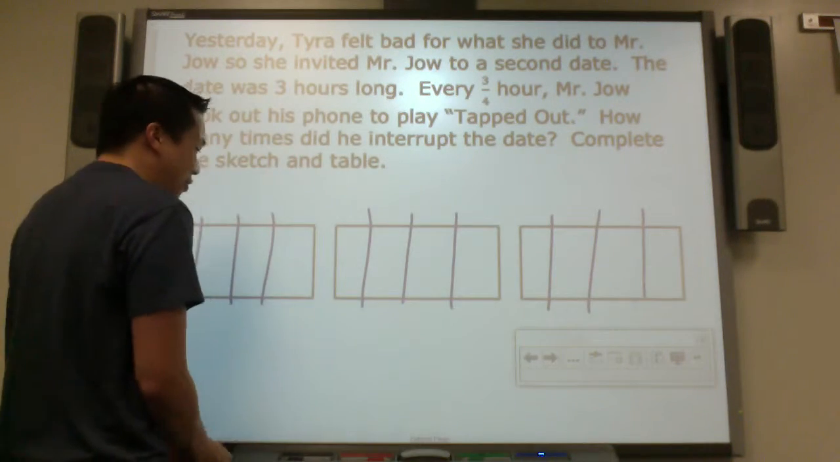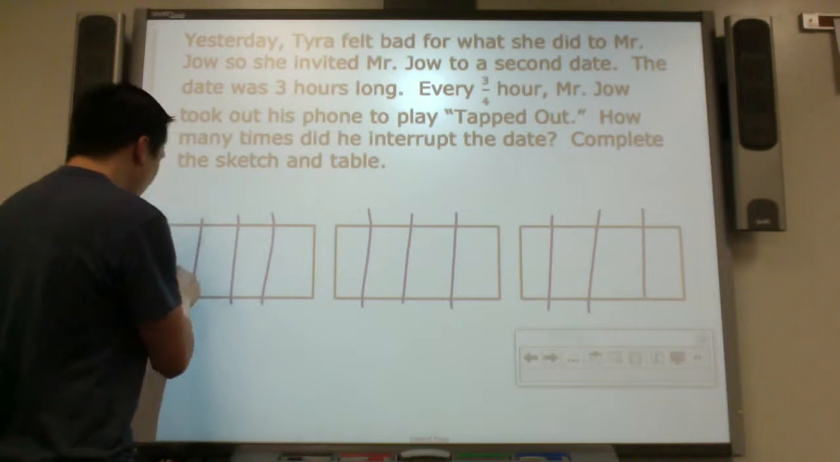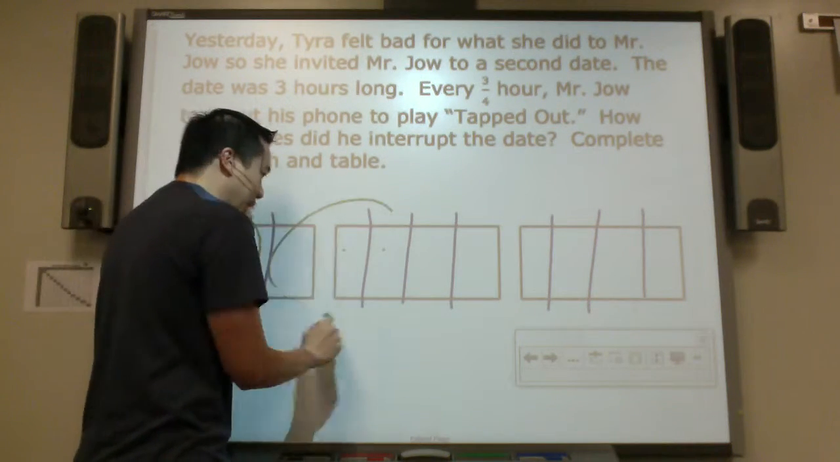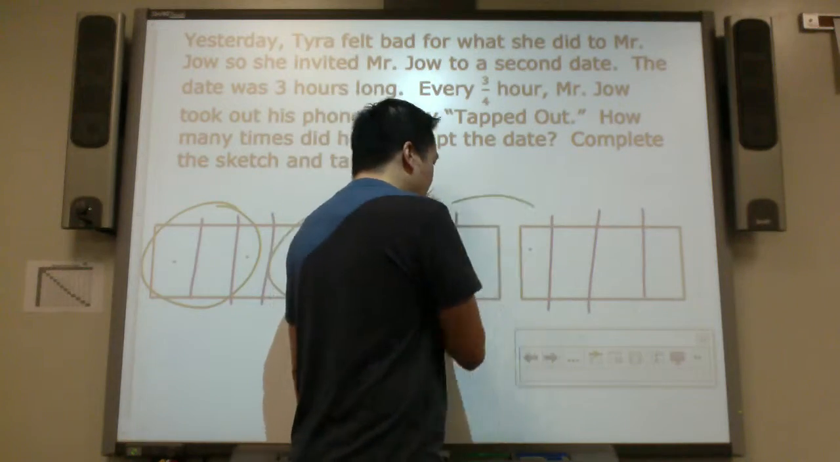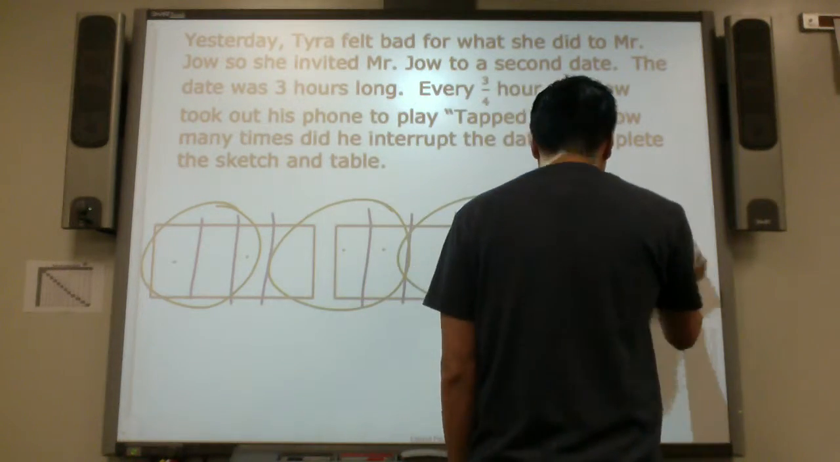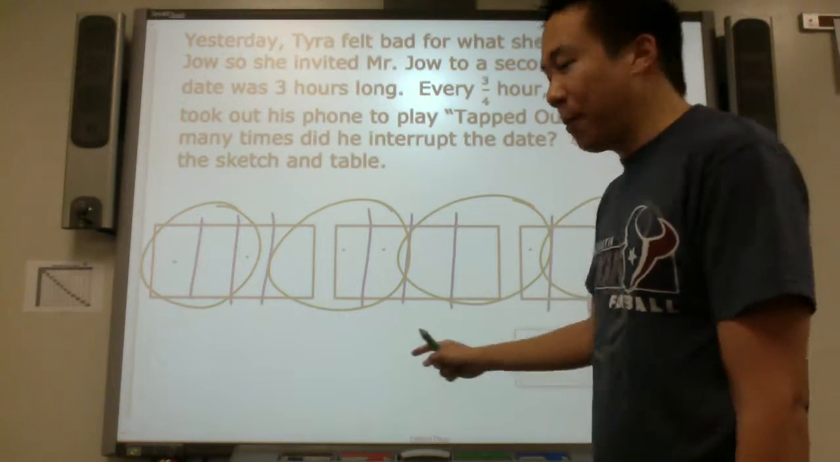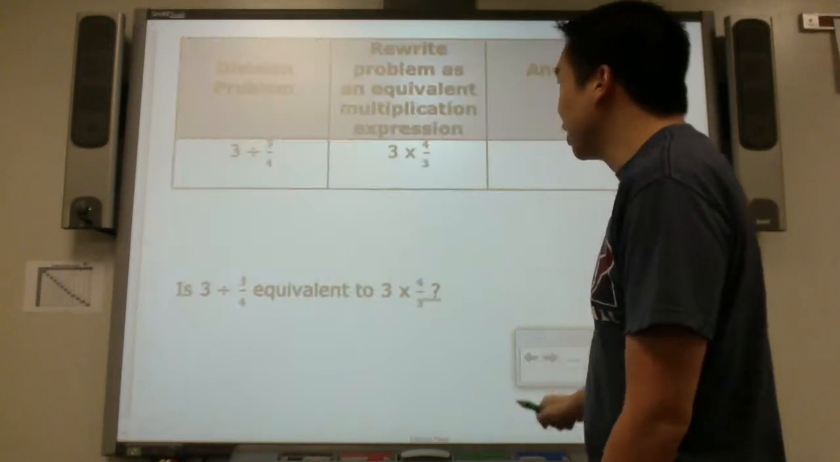So every 3/4, he played with his phone. 1, 2, 3, 4. So how many times did I take out my phone and play with my phone? 4 groups.